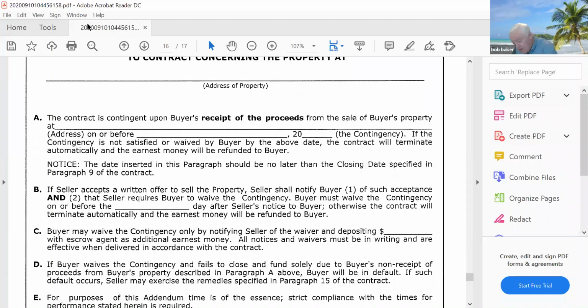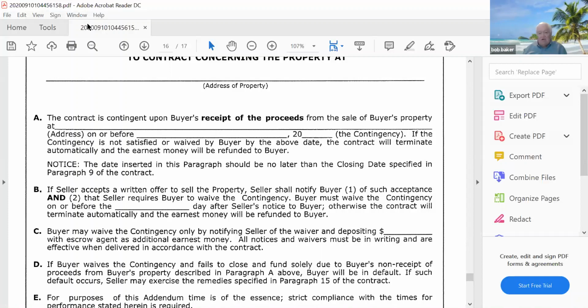Now, the second part of this question, dealing with the number of days in paragraph B. Paragraph B is our kick-out paragraph. It's our knockout. And this states that the seller can accept another offer, and it'll be on a backup basis. They ought to have that language in there, but that's what's required.